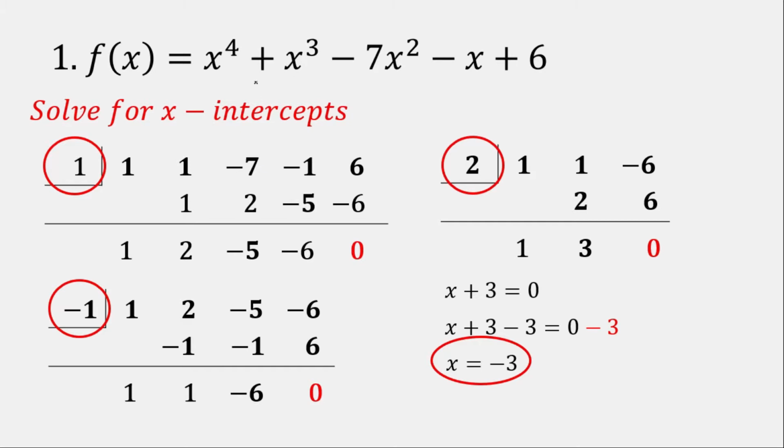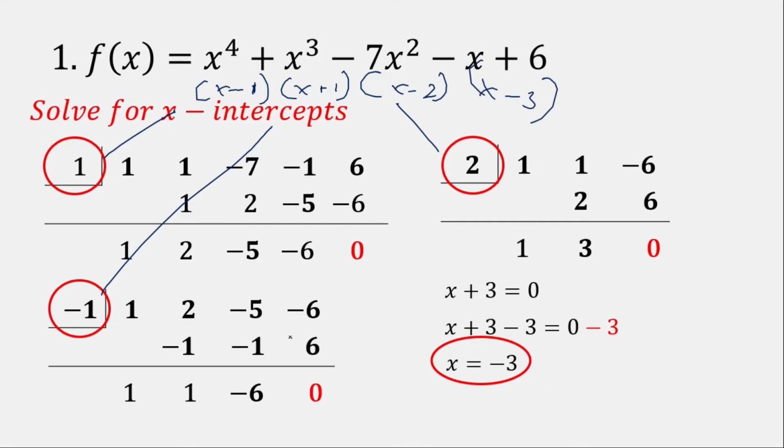If I'm going to rewrite it in factor form, I should write it as x minus 1, since the sign will become negative. This is x plus 1. This is x minus 2 and x minus 3. Okay, this could explain why negative 3 becomes x plus 3. Sorry, this is x plus 3. Now if you multiply this, you will get this.